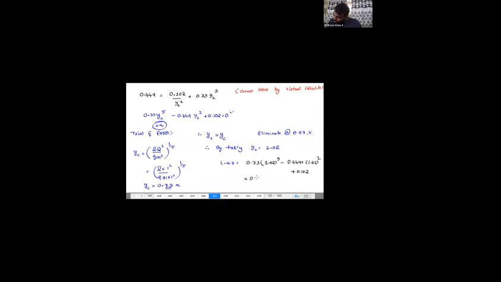So 0.1028 minus 0 plus this value minus value minus 0.102, which is going to be minus 0.0008, almost equal to 0. Yes or no? So if you solve this, the value is going to be almost 0.